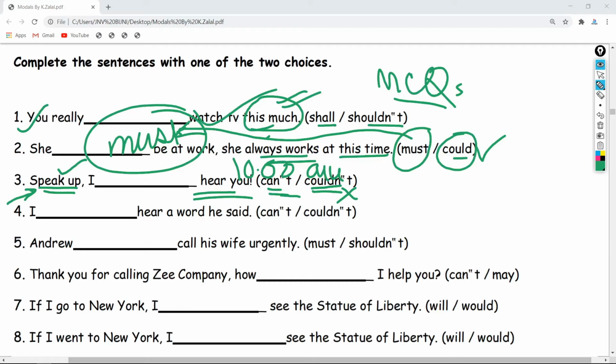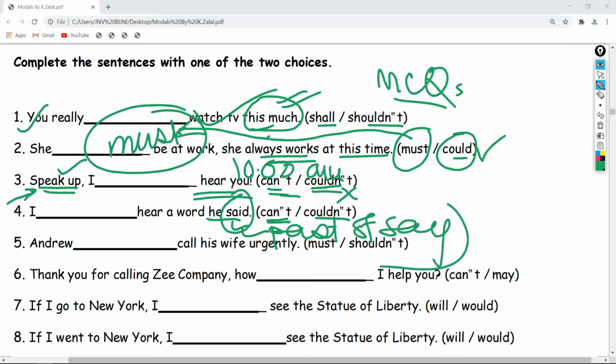Have you got it? Similarly, let us see the next one. I dash hear a word he said. I cannot, will it be right, or could not? Here you see the hint is given. This is the past form of the verb say, the past of say.